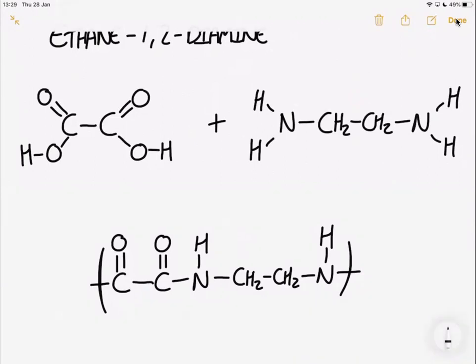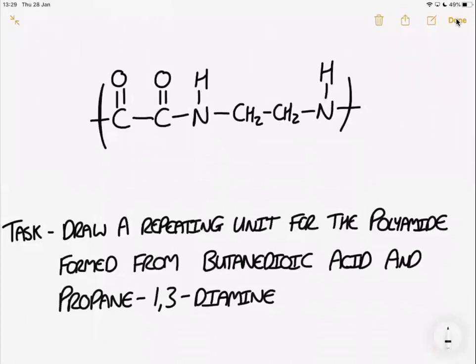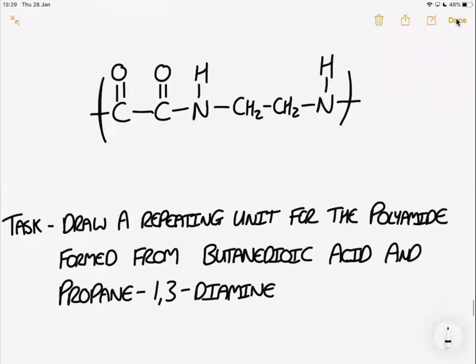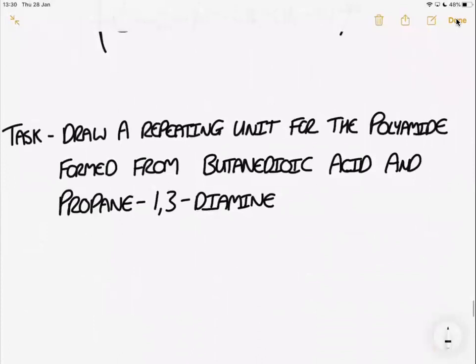Okay, let's continue with this kind of practice. Here's another job. It's a polyamide again, obviously. But this time your monomers are butane dioic acid and propane 1,3-diamine. Okay, and just to increase the level of challenge a little bit, I'm not going to give you the structures of the monomers this time, although I will show them as a hint very soon. But the idea is you should pause the video, draw the structures of the monomers, then draw the repeating unit for the polyamide using the structures of the monomers. So pause, draw the monomers, try and draw the repeating unit.